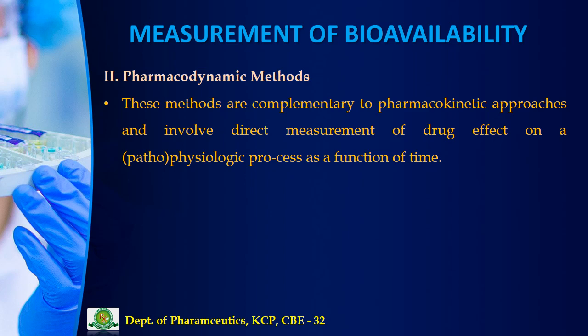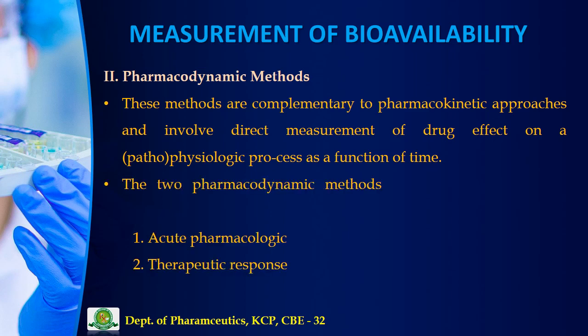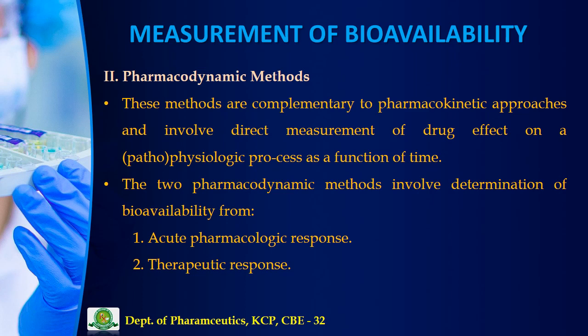For example, if you are using an anti-inflammatory gel and you have a small inflammation in a superficial area, either in the arm or in the leg, then upon applying the gel, the inflammation might get reduced after a certain time. That is the pharmacological response. It can be determined by various processes: acute pharmacological response and therapeutic response. These are the two major methods to determine the pharmacodynamic processes.